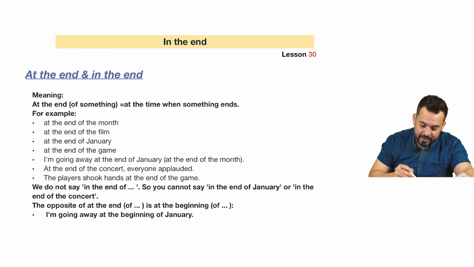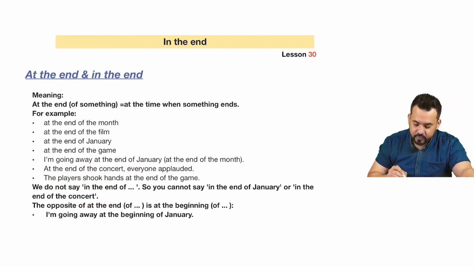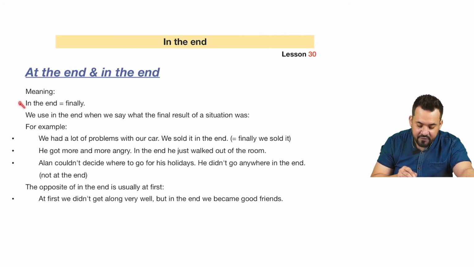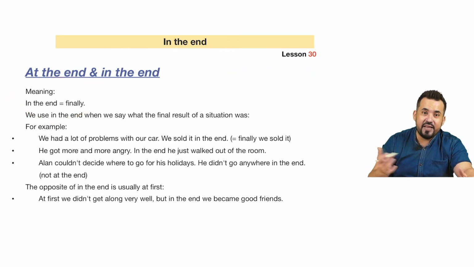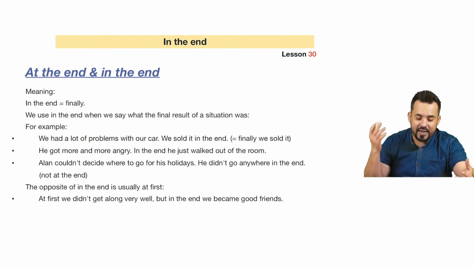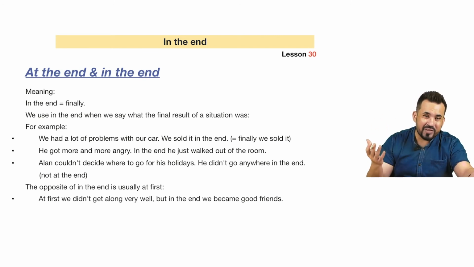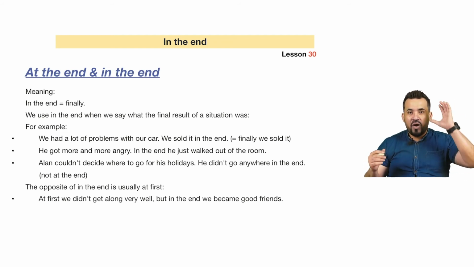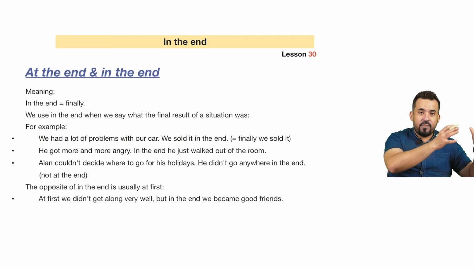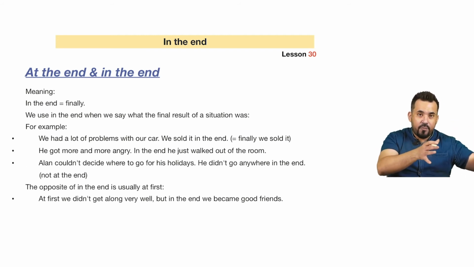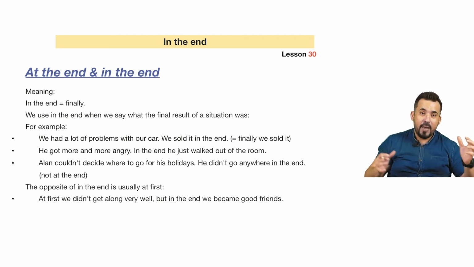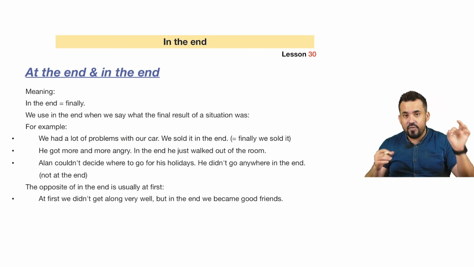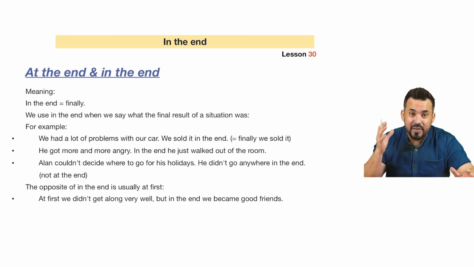Now, if we say "in the end," it's different, okay? Because "in the end" means finally. So you don't say "in the end of the month," because what does that even mean? Finally, the month? That doesn't make sense. So "at the end of the month" indicates the end of a period, the end of something. But "in the end," not "at," that means finally.